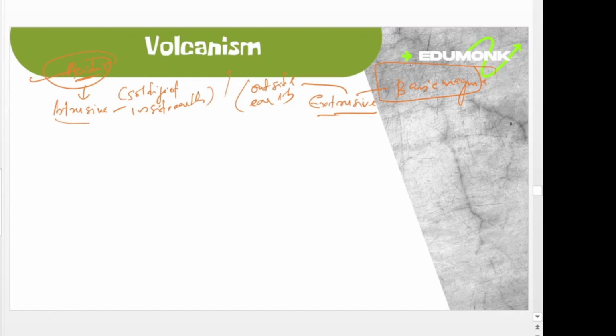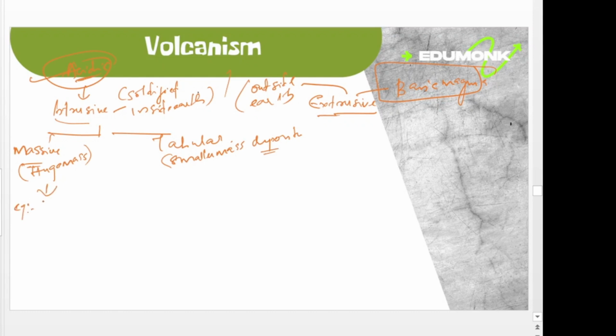Intrusive volcano we can again classify into two things. First thing is massive, and second one is tabular. Massive means huge mass deposition. Tabular means smaller mass deposition. For example, in the massive volcano, you may have heard about batholith. Batholith means a huge mass of lava deposited inside the earth or under the surface of earth. That is known as batholith.